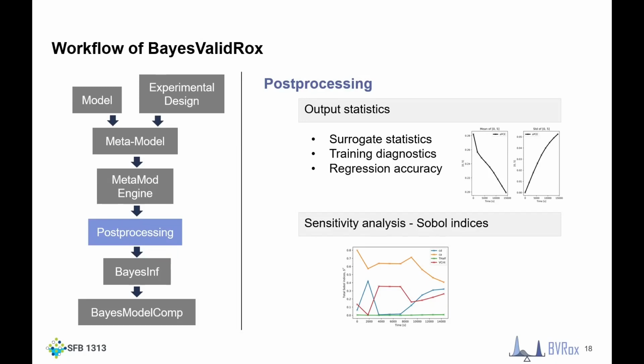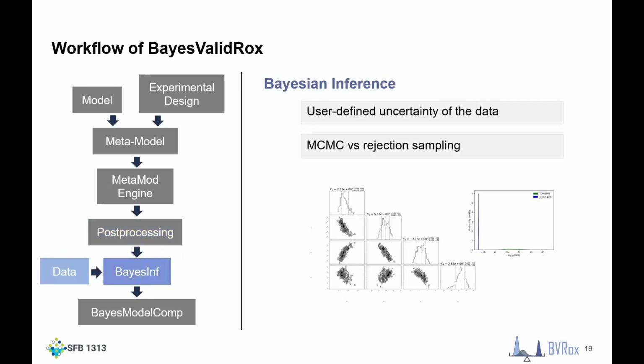Now, so far, all that we've done has been excluding the data that we have. But we can use it when we do inference, so when we try to estimate the parameter values that give us our data. And here there is the class that also allows you to set the uncertainty of the data and choose between MCMC and rejection sampling.